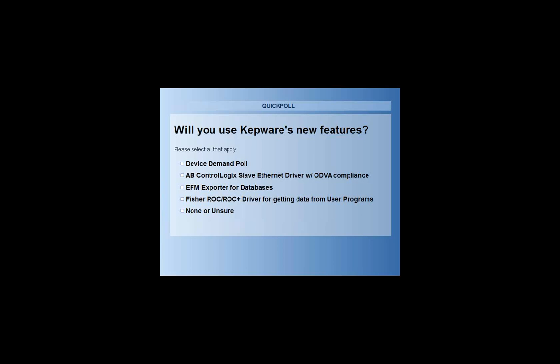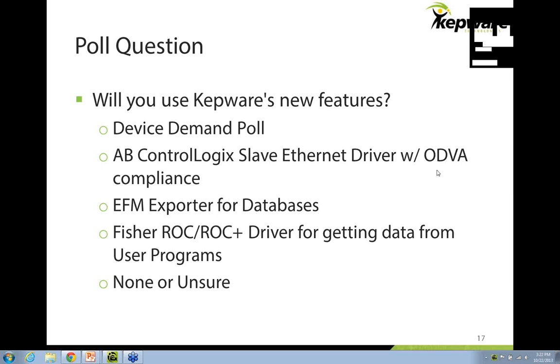Okay, great. So pretty much what I expected, 60% of you said yep, DeviceNet poll, that's definitely the most ubiquitous as far as you can use it with anything. AB ControlLogix slave Ethernet comes in second. That's also a very popular driver. So good to know. Thank you for your feedback. Any further questions on this? That will close out the presentation section of the webinar.